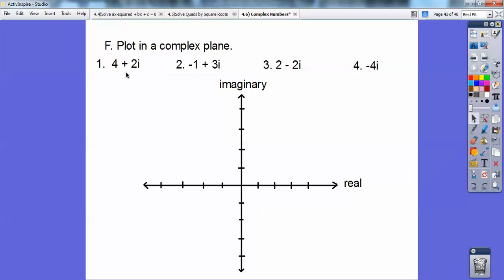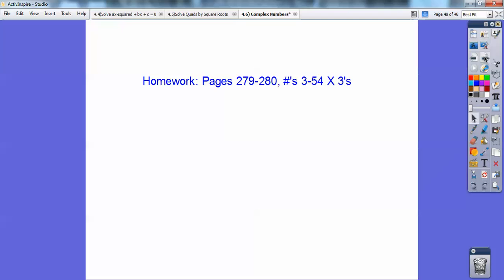Okay, so here, let's go ahead and go over 4 up 2i. So over 4 up 2i, there's going to be a point right there. Okay, so there you go. Okay, and then there's -1 plus 3i, and then over 2 minus 2i, and then 0 minus 4i. All right, and if you're in my Algebra 2 class, that would be your homework right there.